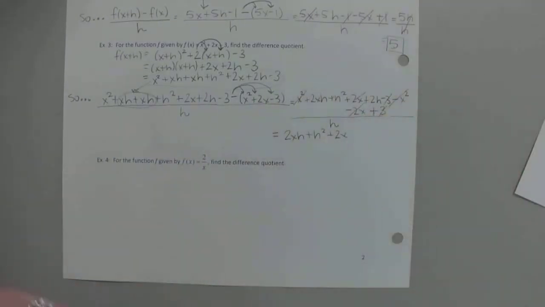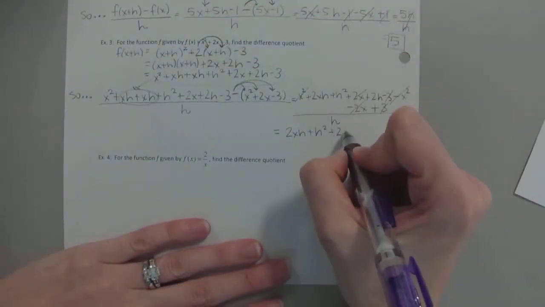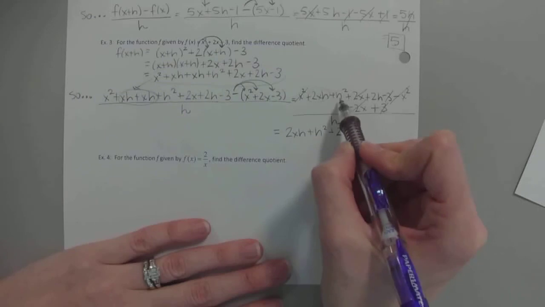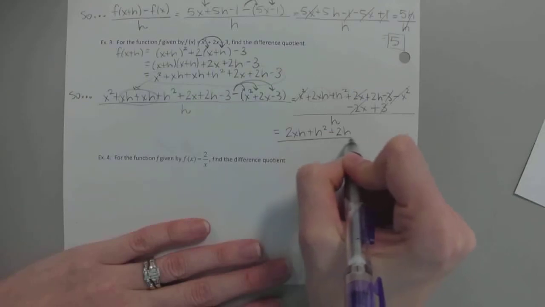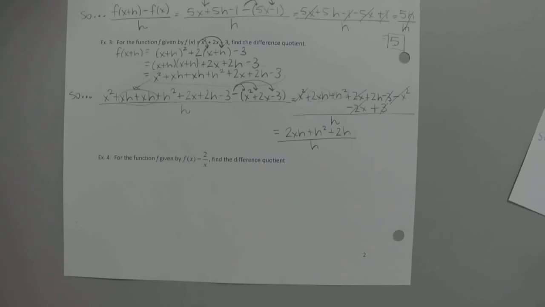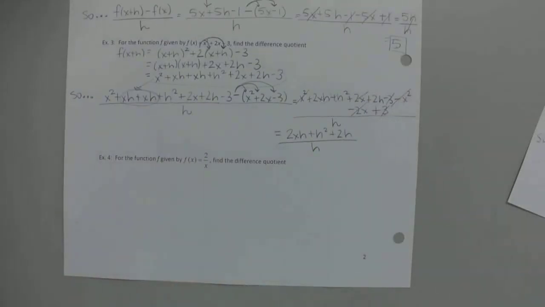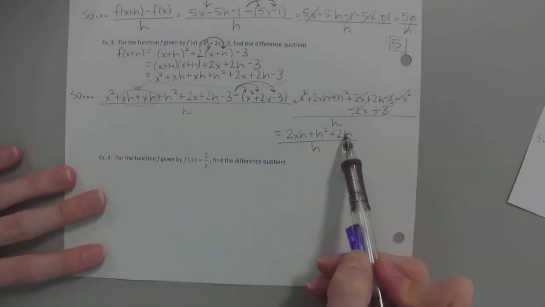We have 2xh plus h squared plus 2h. Does that look right? Yeah. We haven't gotten rid of the h squared, and we haven't gotten rid of that 2h. All right. Any ideas what we should do next?